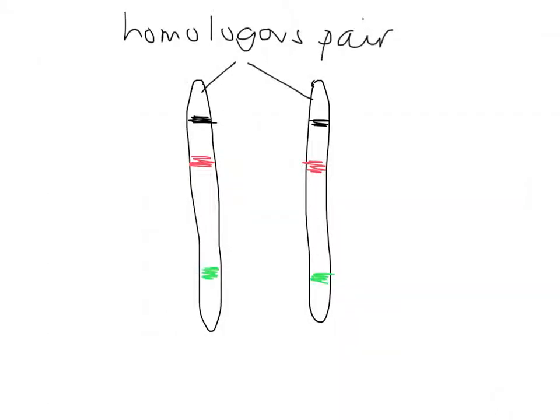This shows a homologous pair of chromosomes. The homologous pairs are the same size and shape, and they contain the same genes at the same locus, although these genes may be alleles or variations of genes.